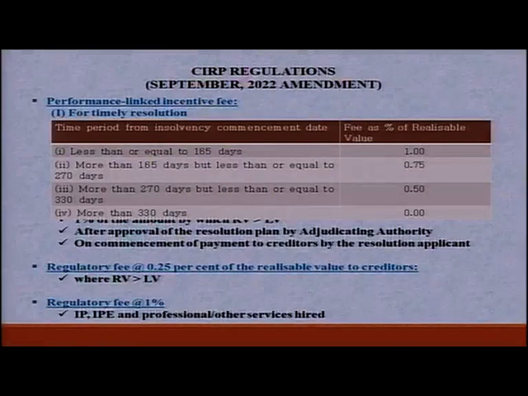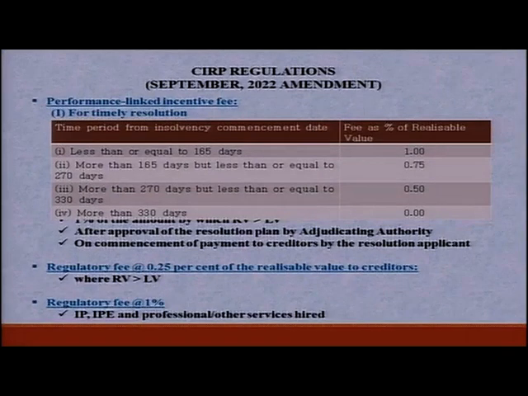First is a performance-linked pay. This has been an important amendment to basically ensure that the resolution professionals are motivated to go for a timely resolution. So the first part is that for the time period within which the resolution process is carried out, if it is less than or equal to 165 days, then 1% of the resolution realizable value has to be paid to the resolution professional as fees.